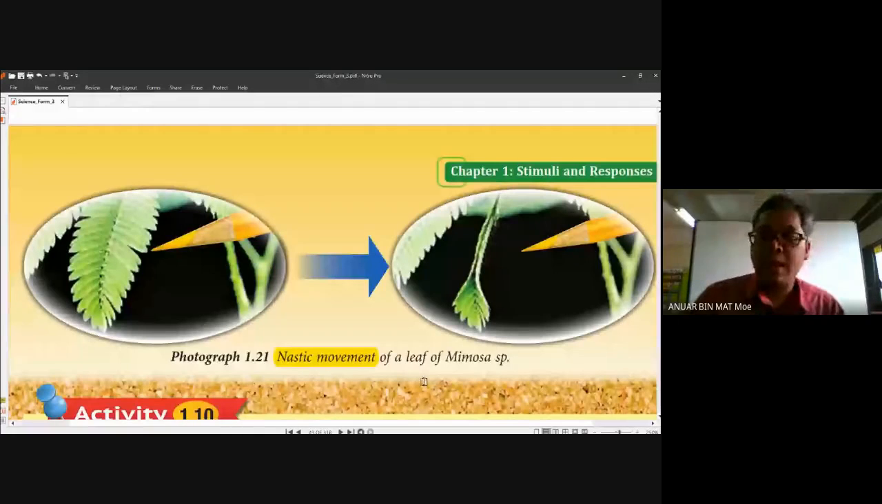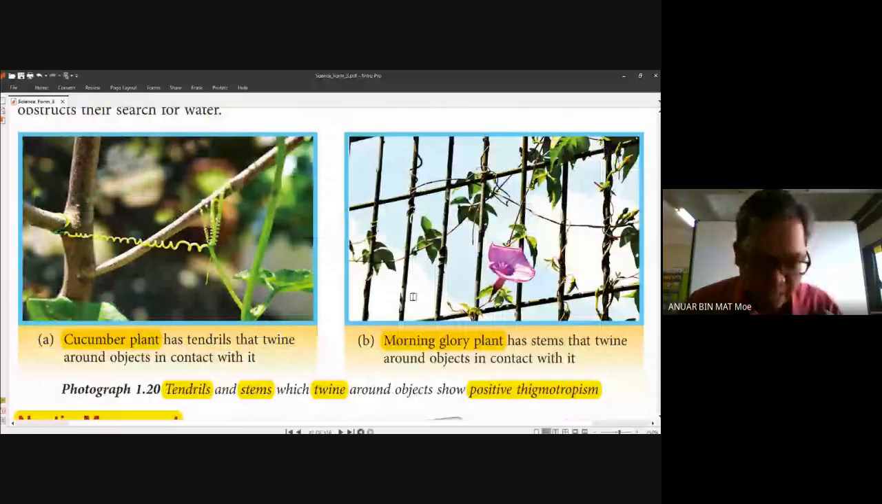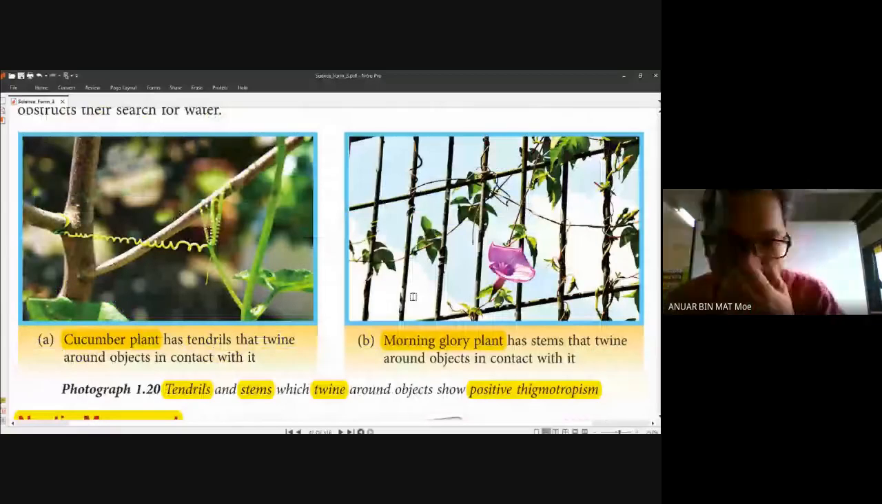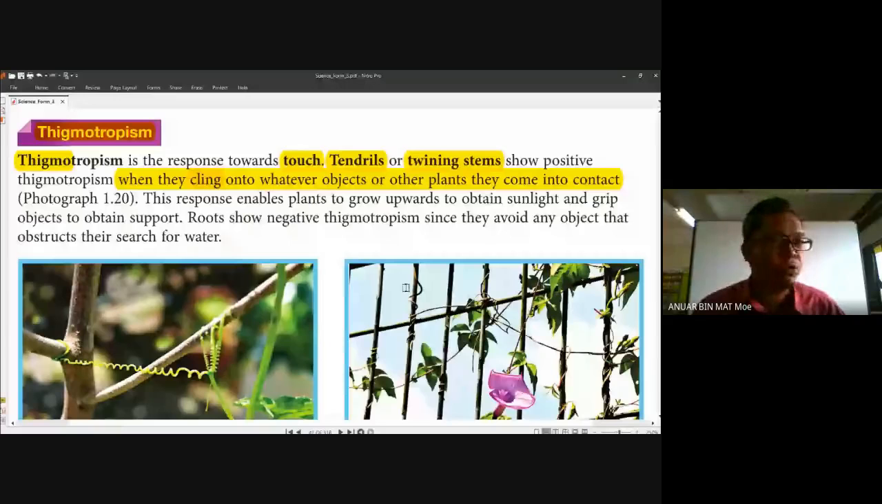But thigmotropism, fast or slow movement? Thigmotropism, slow response, because it needs to grow. We cannot see the plant grow, it cannot be fast, it is very slow growing, right? And then you can see it twining, it will climb slowly until the top. Twining to what? Maybe to the fences, right? So nastic movement is very fast.